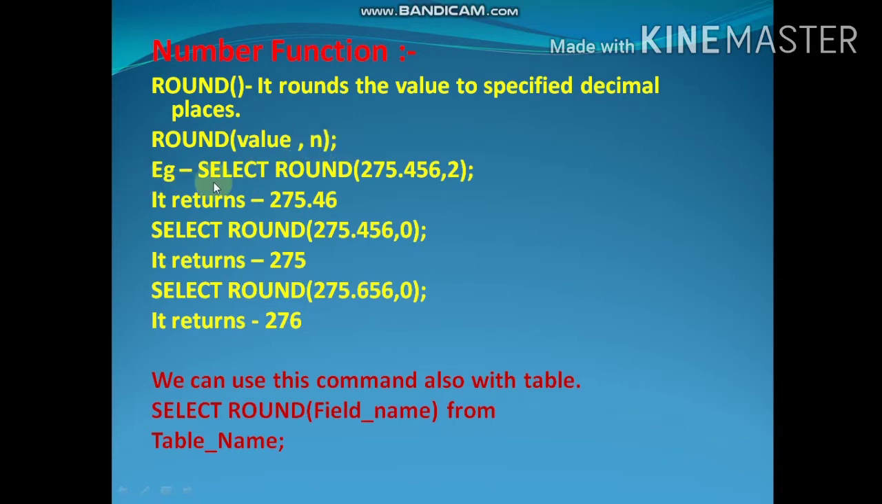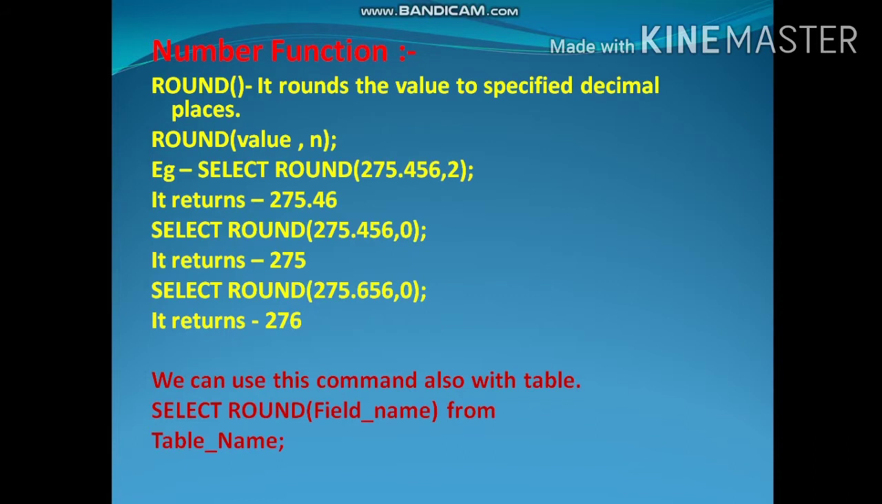Example: select round 275.456 comma 2. Here, how many decimal places are there? 3 decimal places. If you put 2, it converts into 2 decimal places. Now it returns 275.46. Why is it 46? Here the last digit 6 is more than 5, so automatically the second decimal digit is converted to the higher value, that is 46.